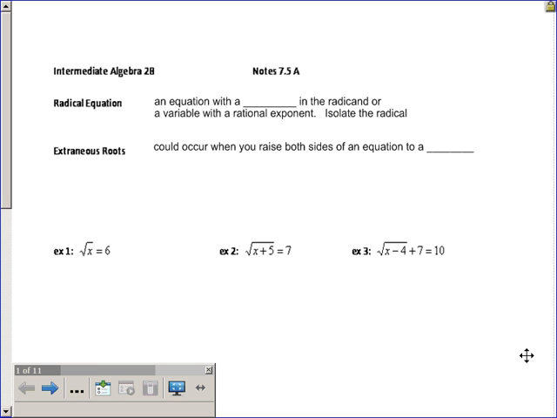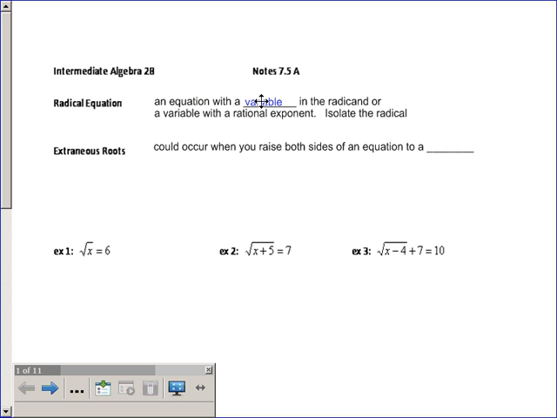Okay, we're on section 7.5, and our learning goals for this section is for you to be able to solve radical equations and find extraneous solutions. A radical equation is an equation with a variable in the radicand or a variable with a rational exponent. So when we talk about the radicand, that's this right here. When we have a variable inside of it, that's a radical equation. Or if we have a variable with a rational exponent. So today we're just going to talk about that first kind, when you have the variable inside a radicand.